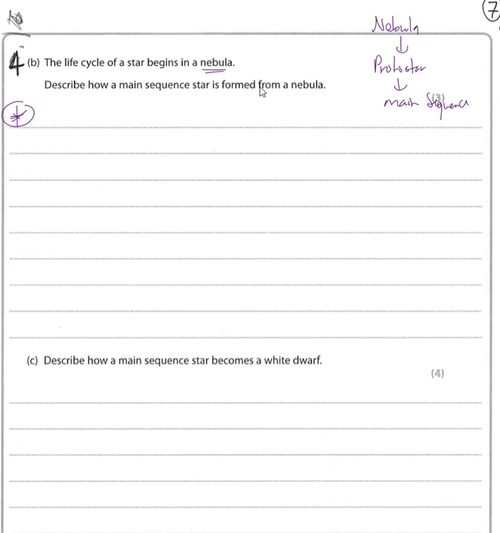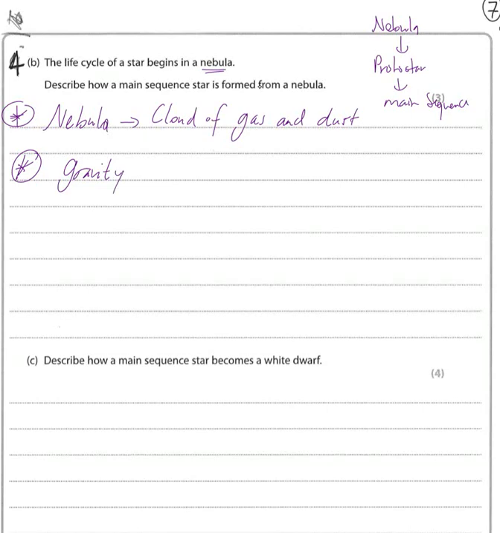Okay, now what is a nebula? That's the first thing we need to talk about. So a nebula is a cloud of gas and dust. That's what we need to talk about. That's the first point. Our second point is gravity causes the nebula to collapse. Okay, so collapse means it's going to bring all these together.